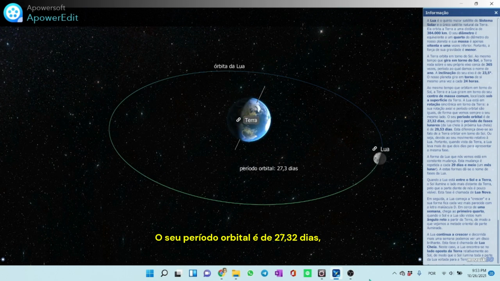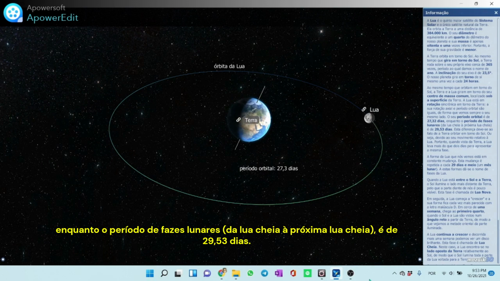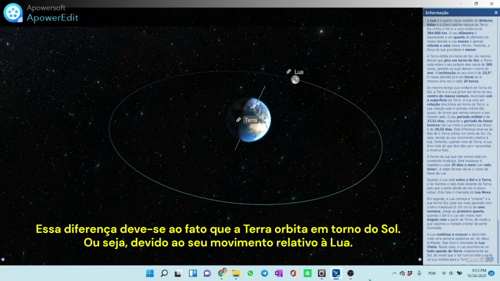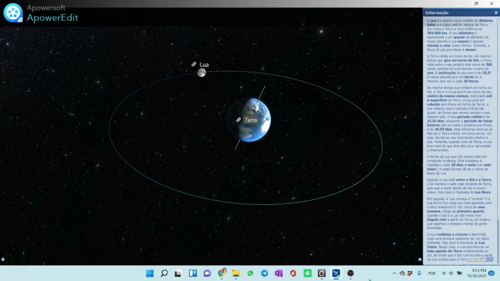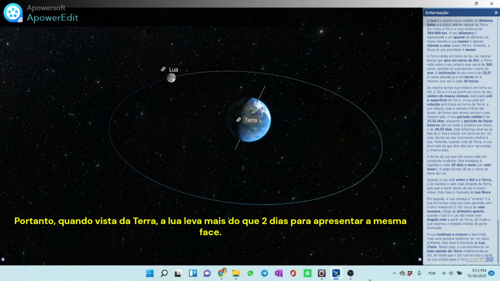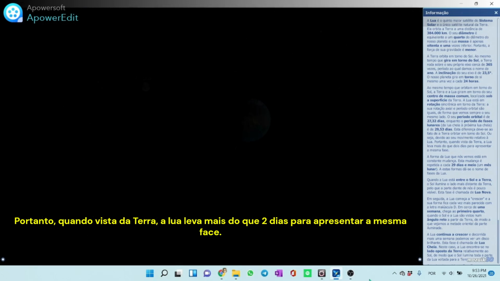Its orbital period is 27.32 days, while the lunar phase period, from full moon until the next full moon, is 29.53 days. This difference results from the Earth's orbiting around the Sun, that is, its movement relative to the Moon. So, it takes more than 2 days for the Moon to look the same.